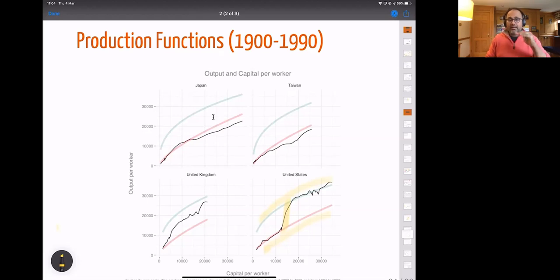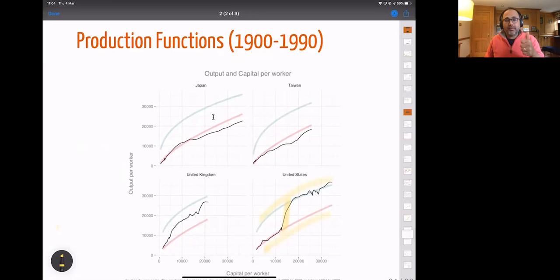So A is anything that's not K or L, which improves the productivity. It's human capital. It's better institutions in the society. It's the legal and the judiciary system. It's virtually everything, right? And so A captures everything.